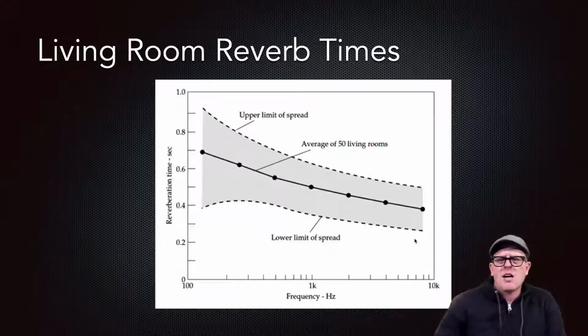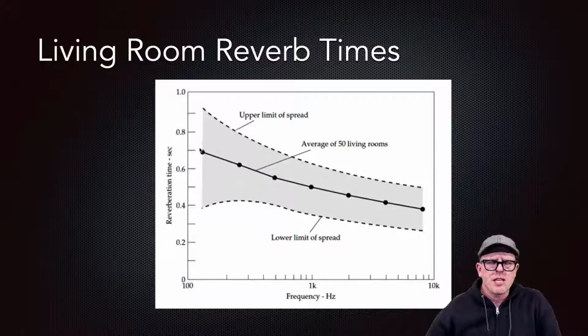this is talking about living room reverb times. They did a survey here of the average of 50 living rooms. They're giving us frequency here and reverb time here, and this is just overall energy. It's not by frequency. We can see that it's pretty dead at the upper frequencies and it grows at the lower frequencies. So for a living room, we could say it's more or less around half a second of reverb time.